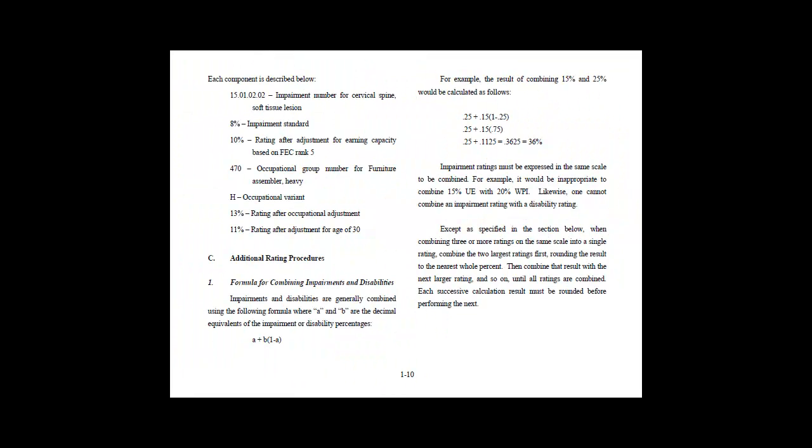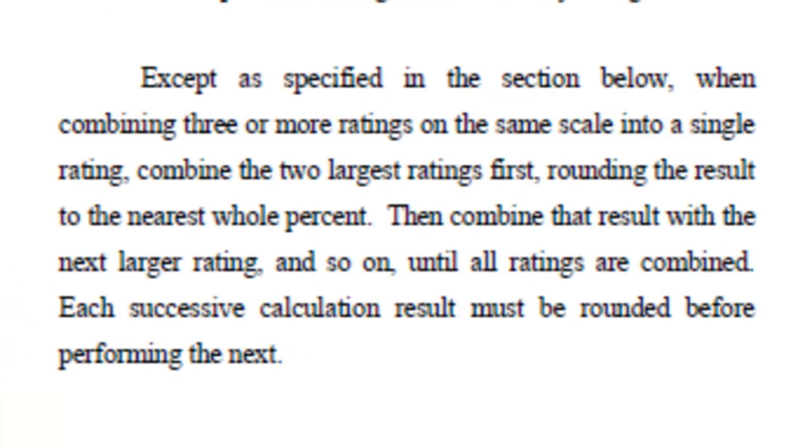How do you combine ratings when there's more than two ratings? When combining three or more ratings on the same scale into a single rating, combine the two largest ratings first, rounding the result to the nearest whole percent. Then combine that result with the next larger rating, and so on until all the ratings are combined. Each successive calculation result must be rounded before performing the next.